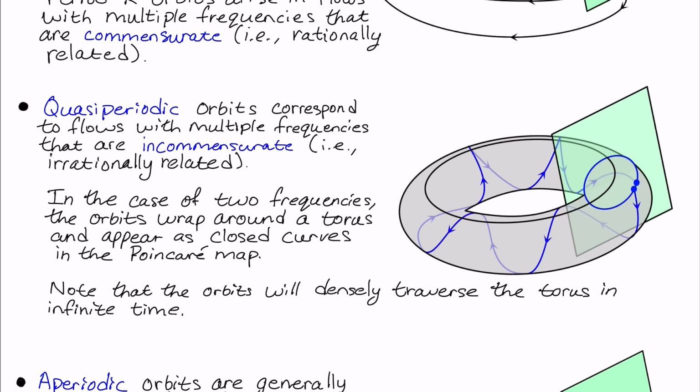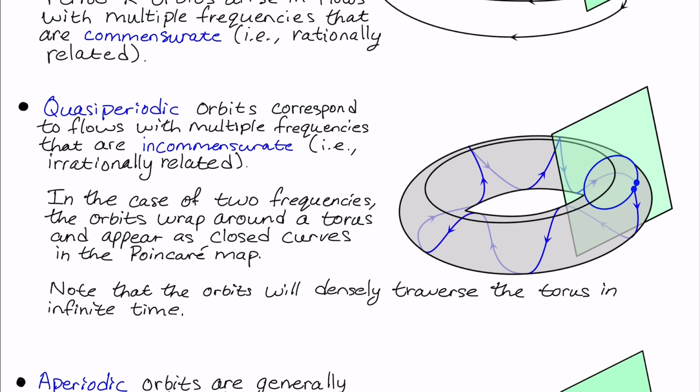So the flow, or the orbit, as for example shown in this diagram, will wrap continuously around that torus, meaning that every time it comes to the Poincare section, it will intersect at a slightly different location. And in infinite time, this quasi-periodic orbit will densely fill the torus. That means it will touch every single possible point on the torus, and as a result, we will end up with a closed curve in the Poincare map.